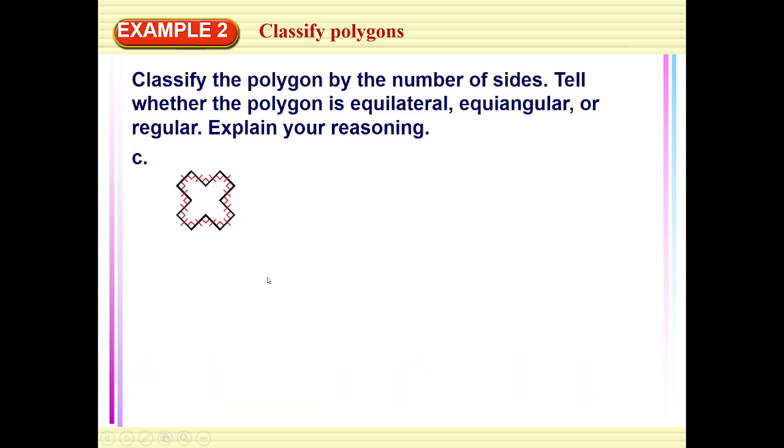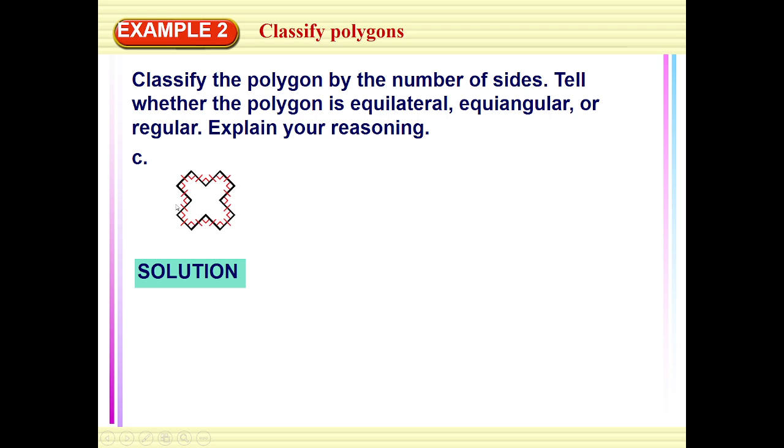Let's proceed to exercise 2 or example 2. Let's classify this one. Okay, let's count the number of sides. There are 1, 2, 3. There are 12 sides. So this is a polygon with 12 sides. And how do we call this polygon? This is a dodecagon.